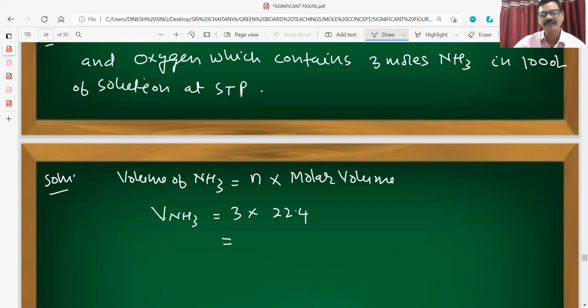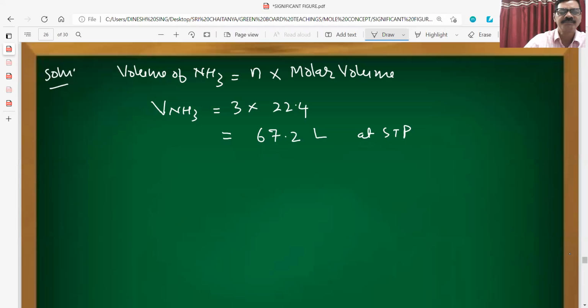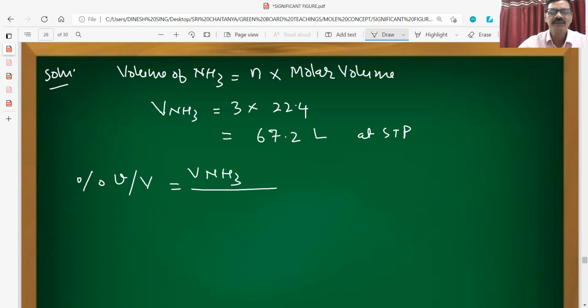So this quantity will become 3 fours are 12, 3 twos are 6, plus 1 is 7, so 67.2 liters at STP. So what will be the percent? The volume by volume percent will become volume of NH3 upon volume of solution, solution meaning volume of the mixture, into 100. So how much does this quantity become, the volume by volume percent?